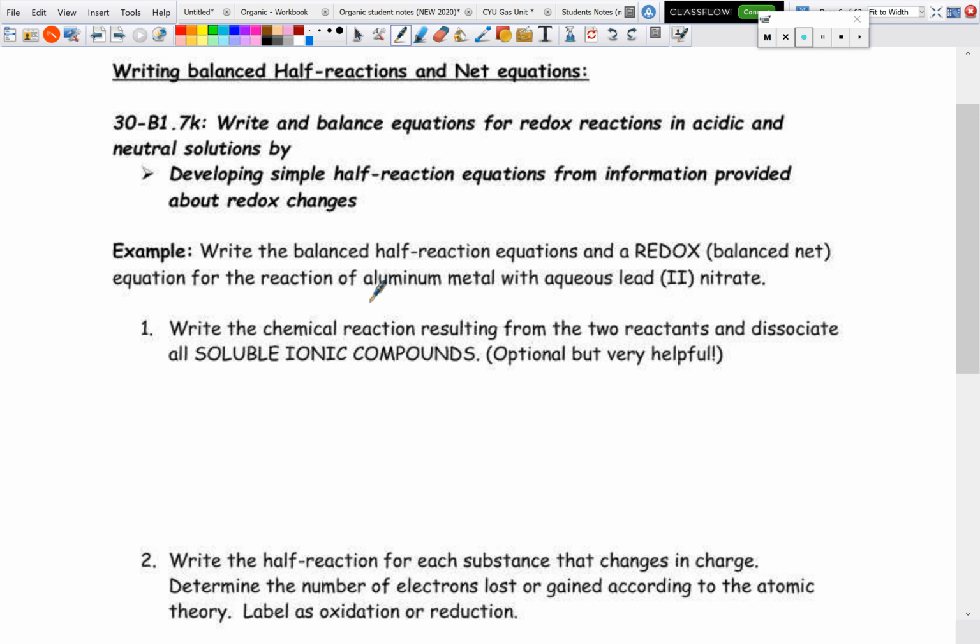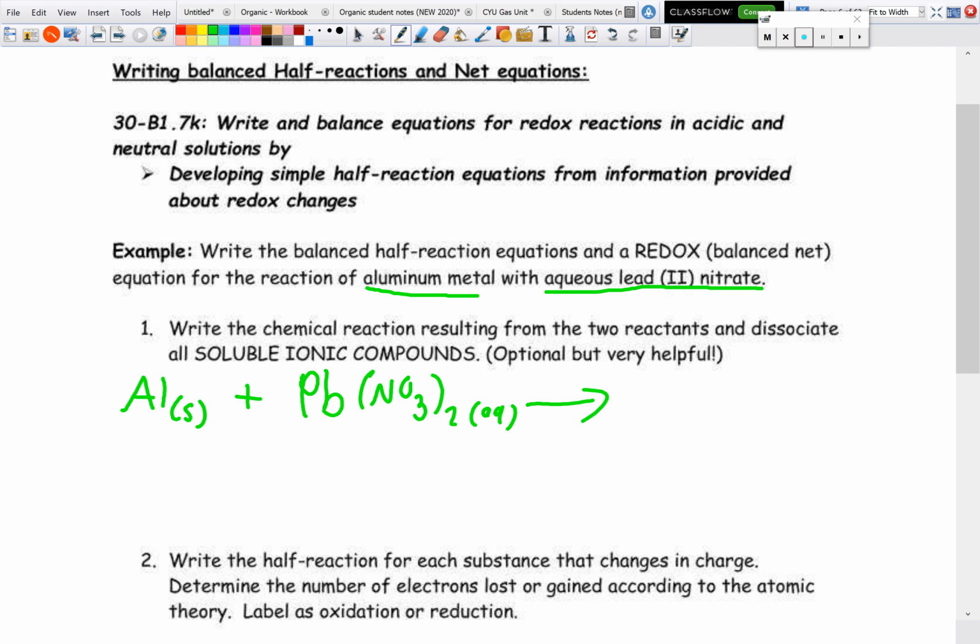to be looking at, in this example, aluminum metal reacting with aqueous lead(II) nitrate. So basically what we have is aluminum metal, so we have Al solid, reacting with aqueous lead(II) nitrate, so that's Pb(NO3)2. Remember, it is aqueous, and well, our products are going to be something.